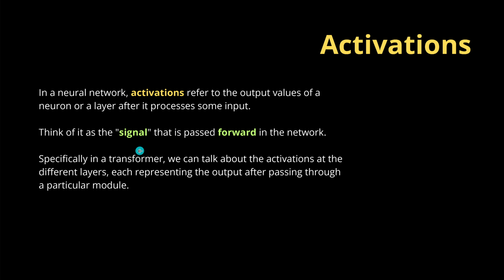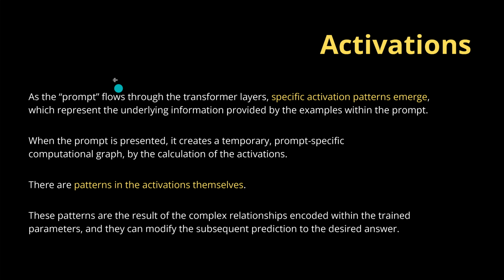So specifically, if we think about the transformer, we can talk about the activations at every specific layer. The output that we receive on one layer is the input to the next layer, each representing specific modular values. And as the prompt, you remember our tokenizer, our specific tokens, flow now through these transformation layers, and specific activation patterns emerge, calculated by the operations in the transformer, which represent the underlying information provided by the examples in the prompt.